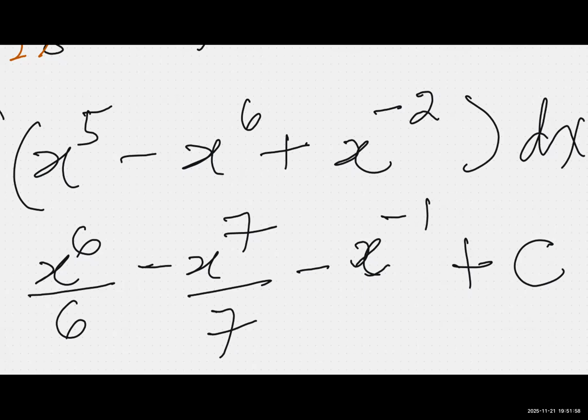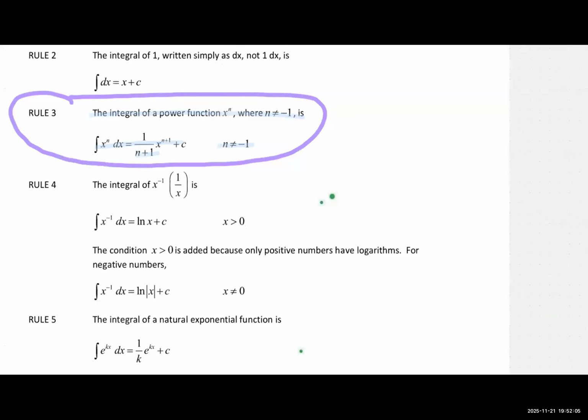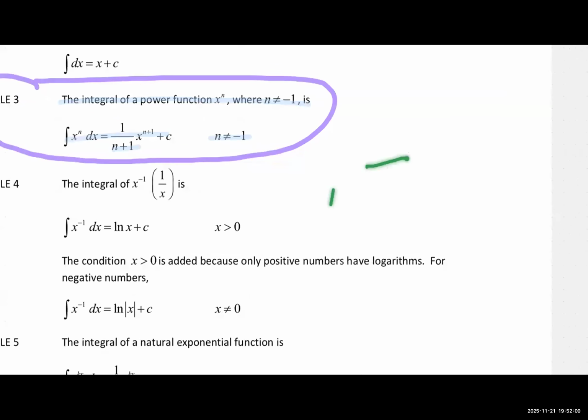Once you are integrating something that says x to the negative 1, look at what it has: x to the negative 1 dx. You can't add 1 to the power and divide by the new power, because if you do, you're going to get something that is undefined. So what you have to do is say ln x plus c.